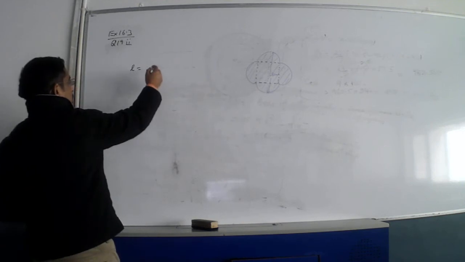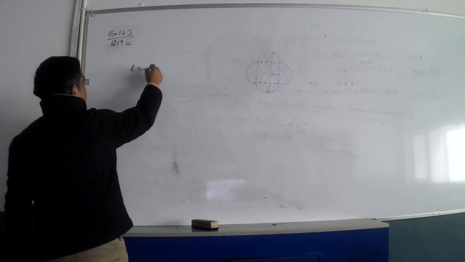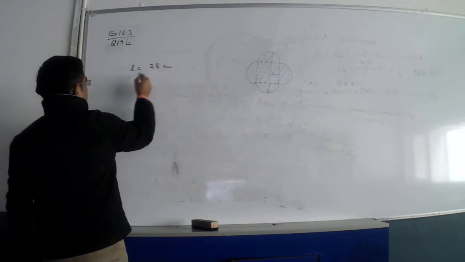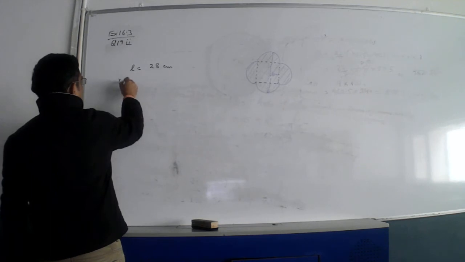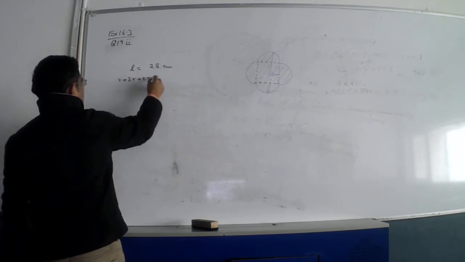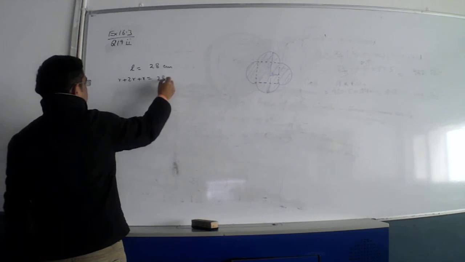So length given is 28 centimeter, and that length can be written as r plus diameter, that is 2r, plus radius again, and this is 28 centimeter.